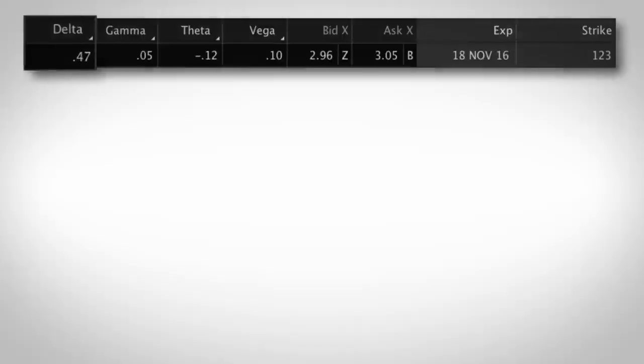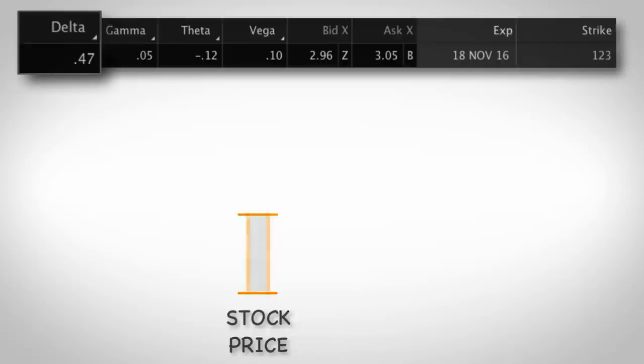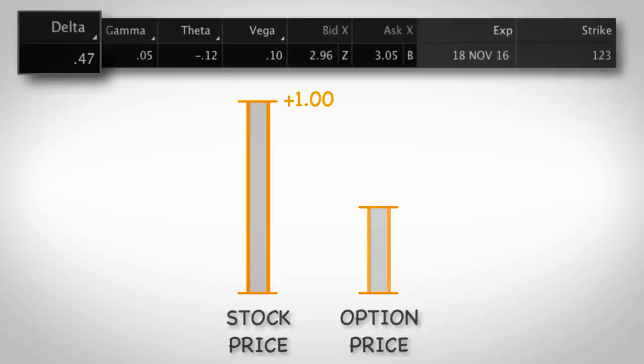You can see the delta is 47 cents. This is telling us that if the stock price goes up by $1, then this option contract should go up by 47 cents. This is important to know because if you own one contract of this call option, then that tells you that if the stock goes up by 1 point, you should make $47. Simple enough. Delta is the amount by which an option will change in value if the stock goes up 1 point.